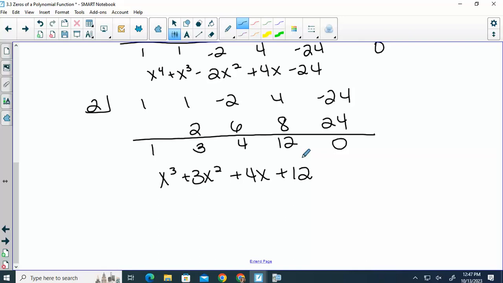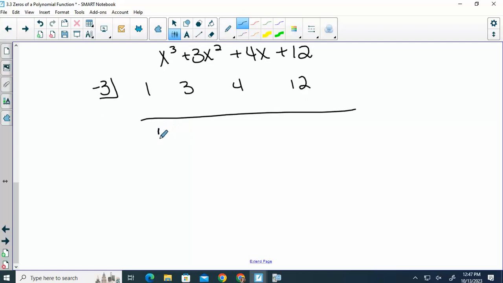What now? We have another one. We need another one. Okay. It definitely has to be a negative number because, look, all of these things are added together. So we have to have a negative. -3. -3. So we get x squared plus 4.